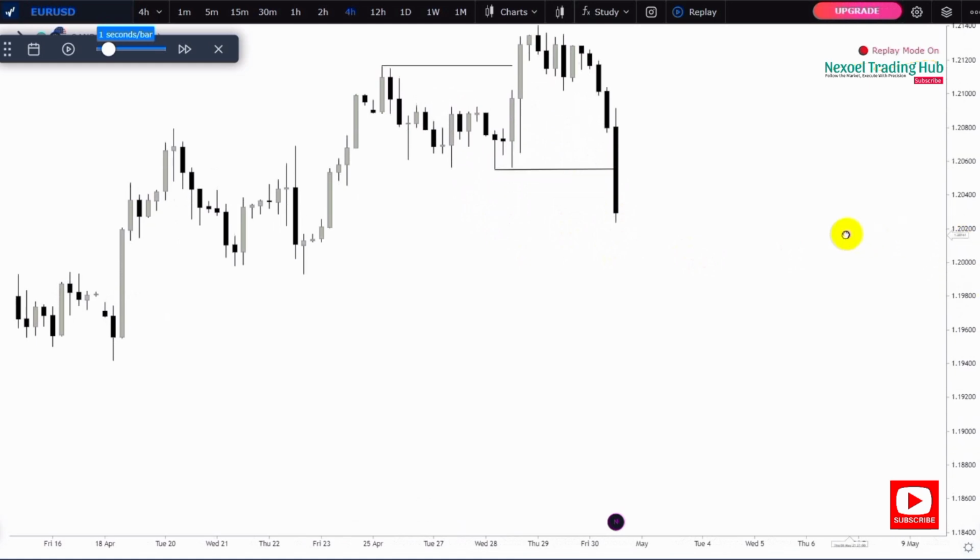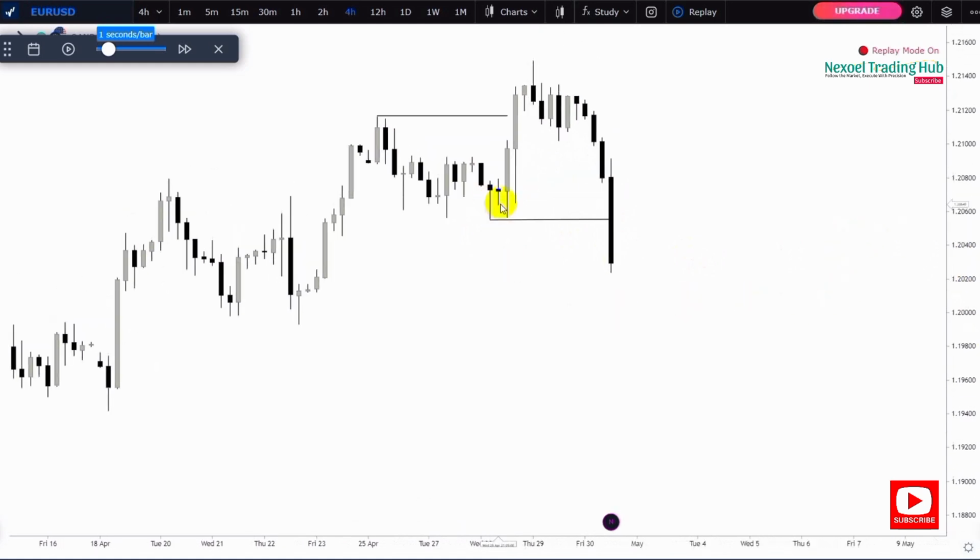What we have beside this breaker block is the fair value gap. You can see this is the last selling candle before the buy move to the upside. So we are going to identify our breaker block. This is our breaker block here, and beside the breaker block we have our fair value gap. So this is the bearish breaker block.